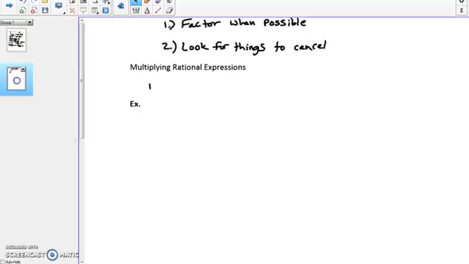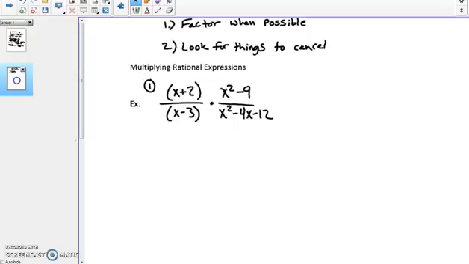So I got a lot of blank space here. I'm going to write some more examples in for us. Number 1, let's write in the expression x plus 2 over x minus 3, and then we're going to multiply that rational function times x squared minus 9 over x squared minus 4x minus 12.